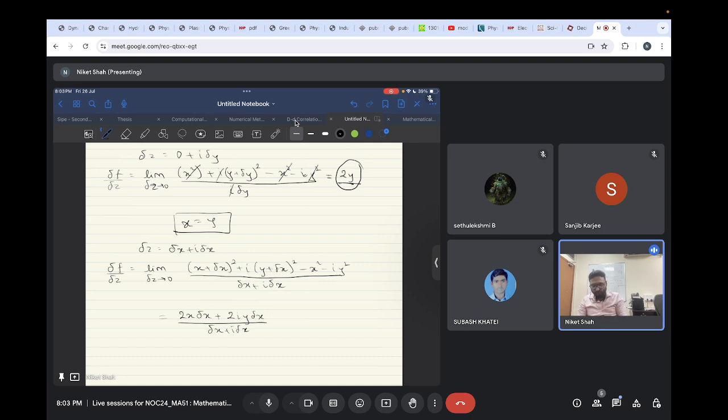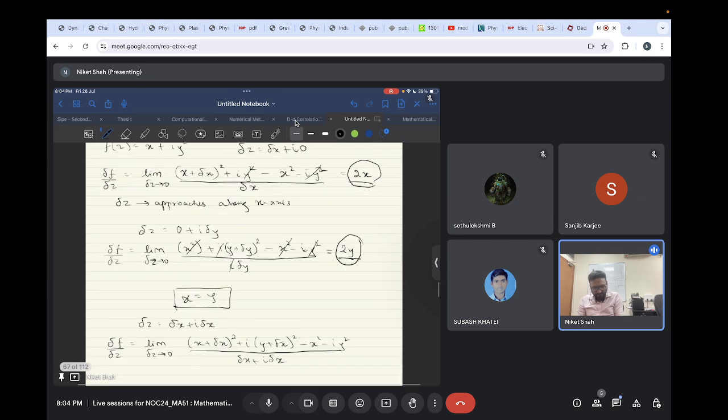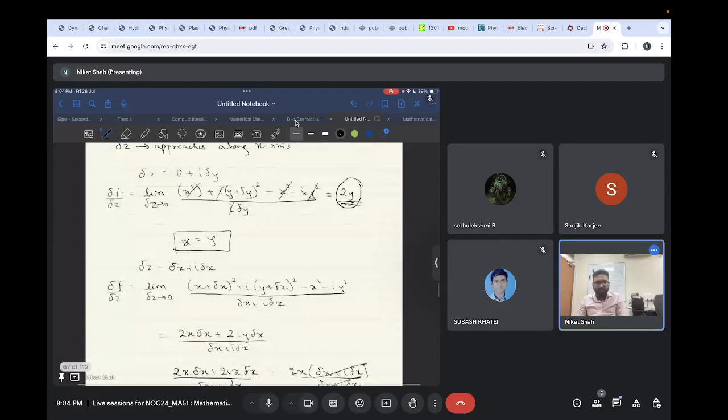So suppose I put in x equal to y here. Okay, so 2 into 2x del x plus 2i x del x divided by del x plus i del x. So I take 2x common outside, (del x plus i del x) divided by (del x plus i del x). This gets cancelled and what I'm left with is just 2x, which is the same derivative that we got here. So what this tells me is that along all the points where x is equal to y, along that line, for all the points, this derivative exists.